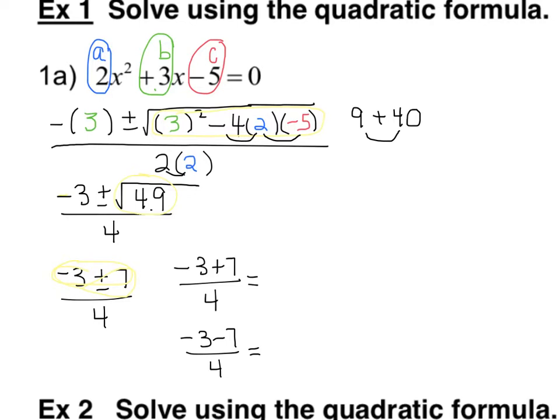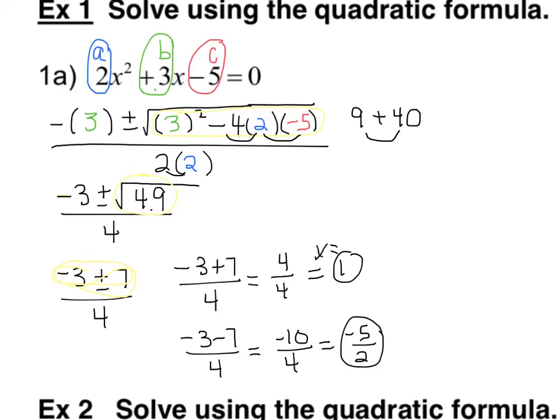So negative 3 plus 7 is positive 4, and 4 over 4 is 1. Negative 3 minus 7 is negative 10. And when we reduce negative 10 over 4, we get negative 5 over 2. So the two answers are x equals 1 and x equals negative 5 over 2.